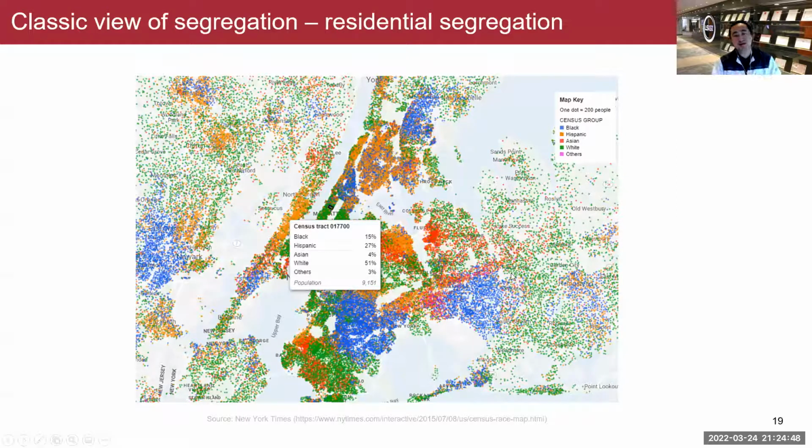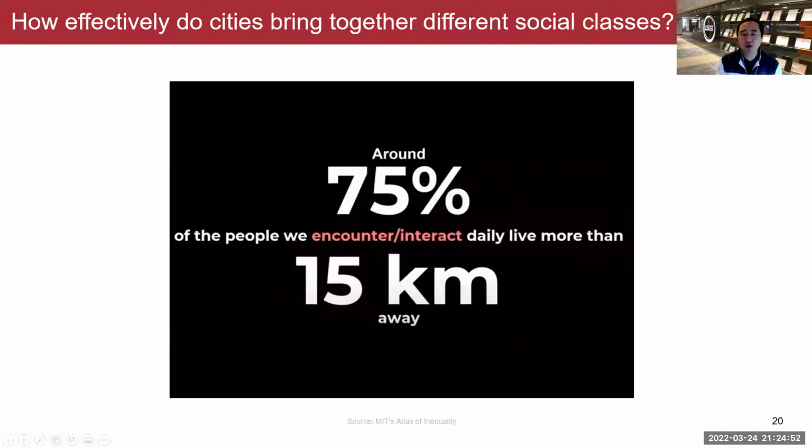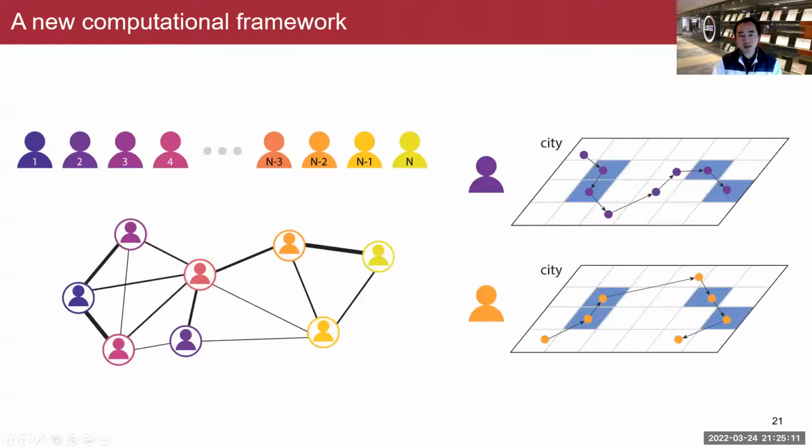But our question is, does residential segregation provide a very comprehensive view? Probably not, because some studies found a very interesting thing. Around 75% of the people we interact with daily live more than 50 kilometers away. That means when we try to quantify people's interaction in cities, we really need to take mobility into consideration. So in this study, we provide a computational framework to see how people belonging to different social classes interact with each other in the city.